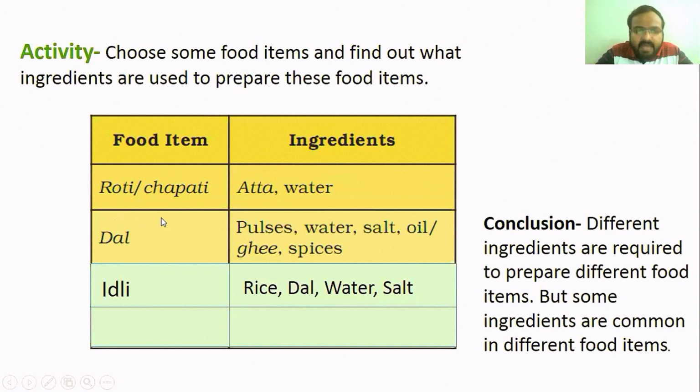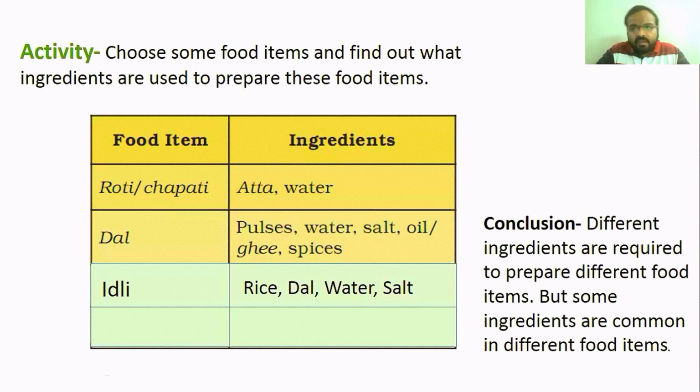In order to prepare dal, we would require pulses, water, salt, oil or ghee, and spices. So these are all ingredients for dal. Next food item is idli. In order to prepare idli, we would require rice, dal, water, and salt. So these are all ingredients for idli.